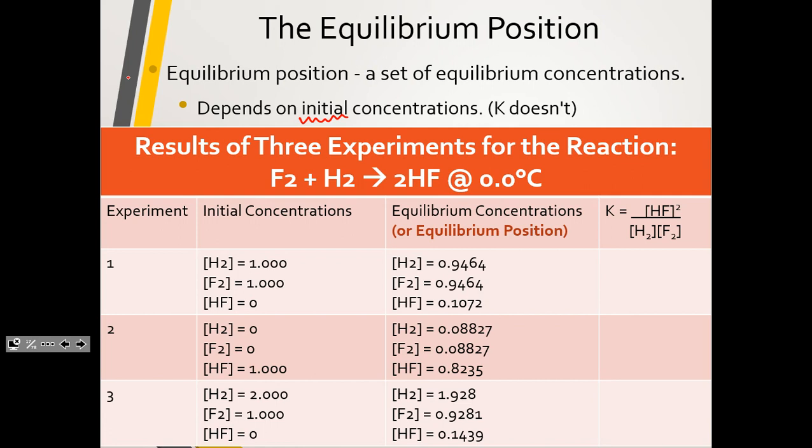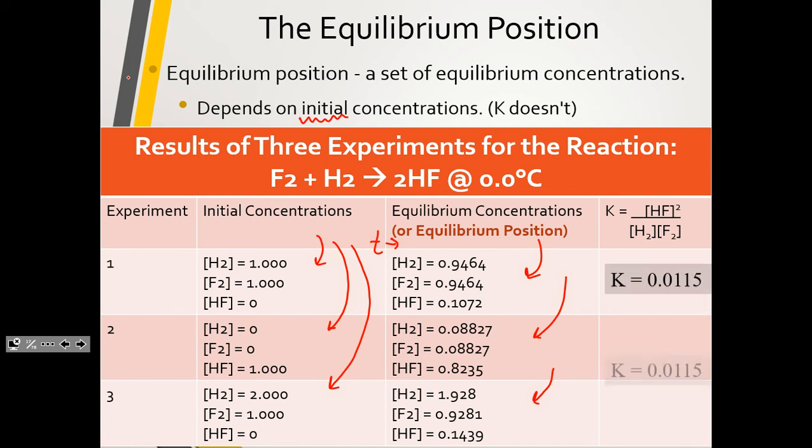Let's see what happens. Initially, we have 3 different sets of initial concentrations. As time passes, we have 3 different equilibrium values for the concentrations. If we solve each of these for K, what we find is that K is unchanged. What may change the value of K is the change in temperature.